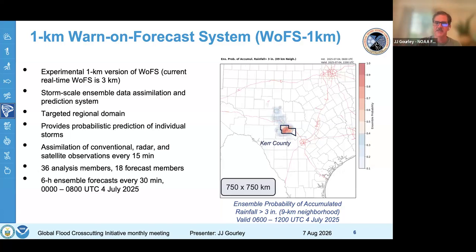And so it is a targeted domain. So you can't run this over the whole US. It's too computationally expensive. So it's a 750 by 750 kilometer domain. And then we run it every 30 minutes is when we initialize forecasts. And then they provide you a forecast up to 6 hours in the future. And you get 18 different members, and then we get precipitation outputs every 5 minutes. So we're getting down to the scale pretty close to our observed radar data. In fact, I even tricked the model when I put this in here, just with the file names. It actually thinks it's radar data, but it's actually a forecast of the precipitation.